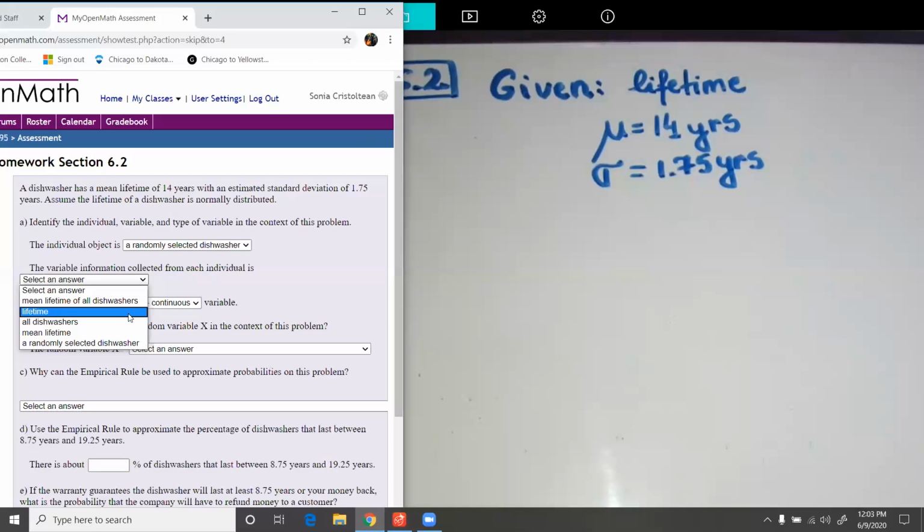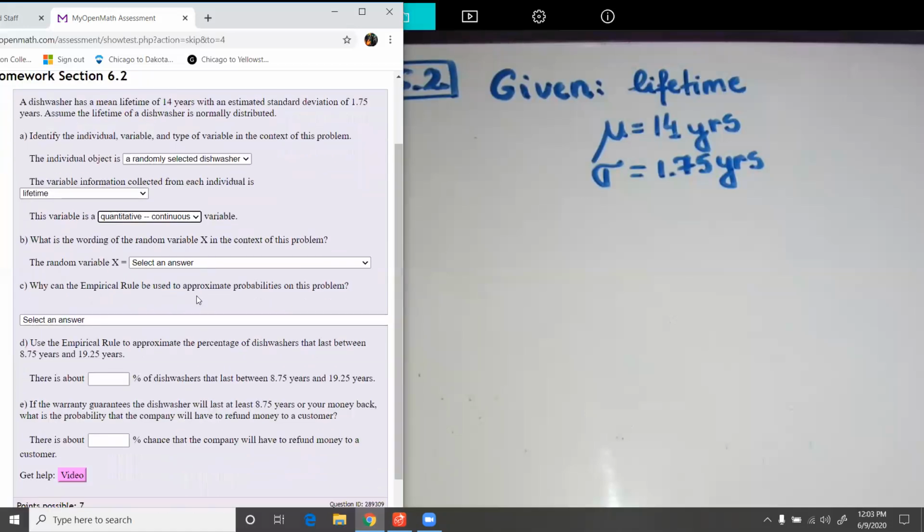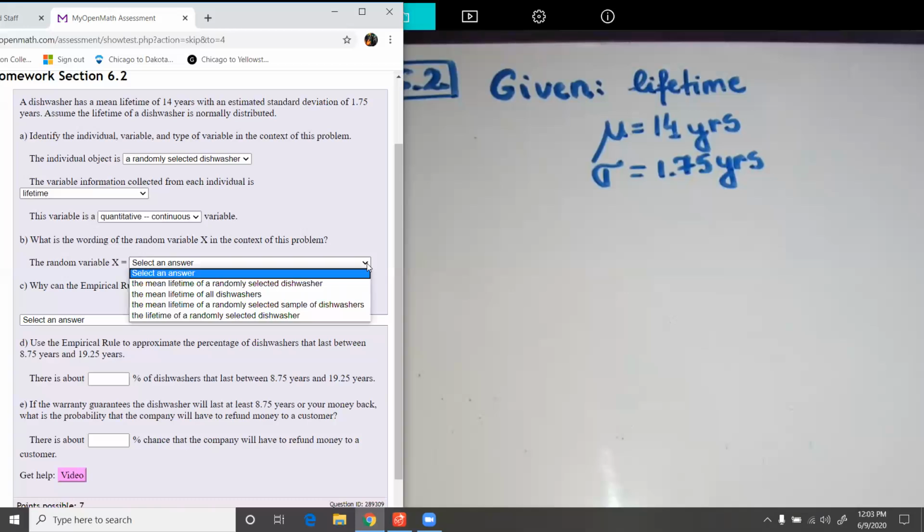Okay, this is what we collect. This is the variable, lifetime in years. This variable lifetime, and the options we have here, of course, it's quantitative and it is continuous, right? It's quantitative, it's a measurement, and it is continuous, it's time. What is the wording of the random variable x in the context of this problem? In the context of this problem, the random variable x is the lifetime of a randomly selected dishwasher.